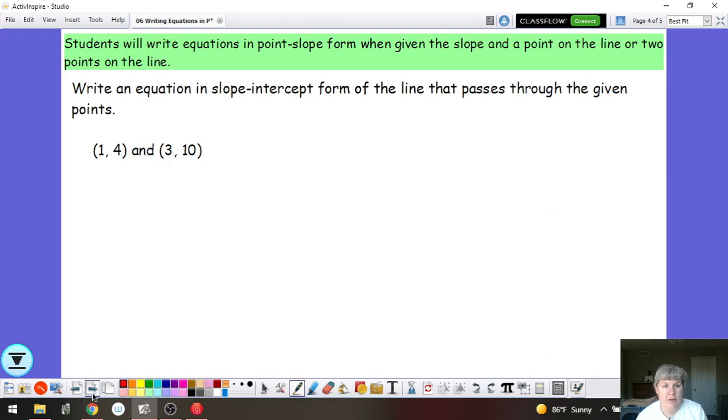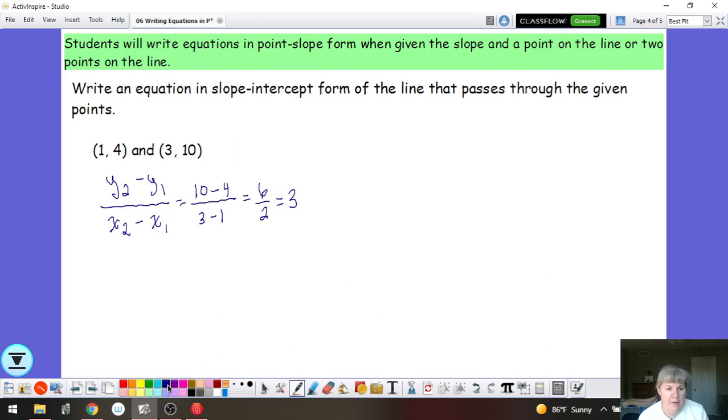And if we don't have a graph, if we're just given 2 points, we can find the slope. Now, I could just use the slope formula, y2 minus y1 over x2 minus x1. So that would be 10 subtract 4 over 3 subtract 1, which is 6 over 2, which simplifies to 3.